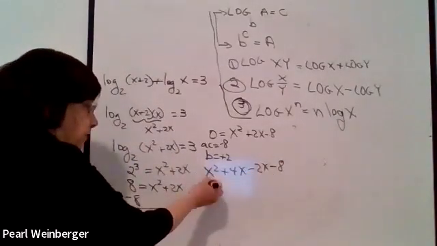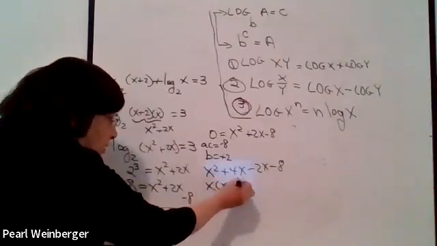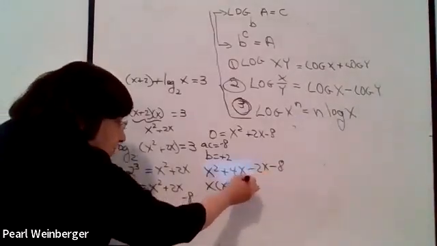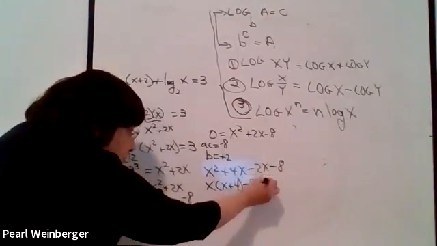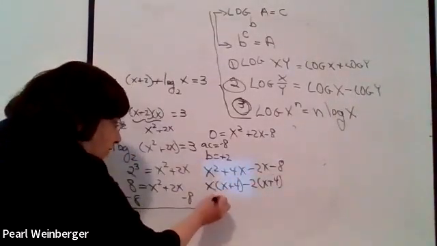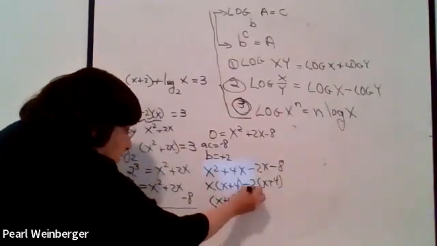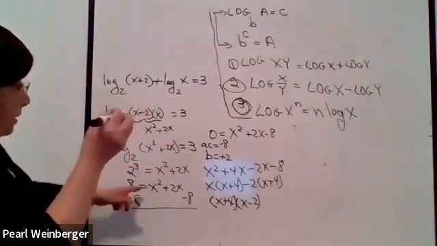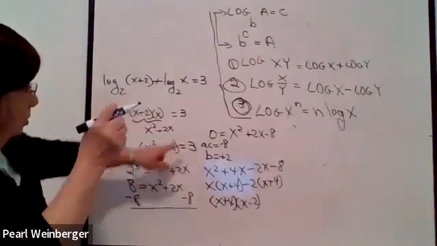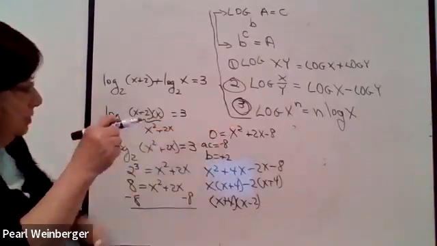And here I'm going to factor out the x. I'm going to get x times x plus 4. And here I'm going to factor out a negative 2, and that's going to give me x plus 4 as well. So it factors into x plus 4 and x minus 2 as the factoring of this x squared plus 2x minus 8.